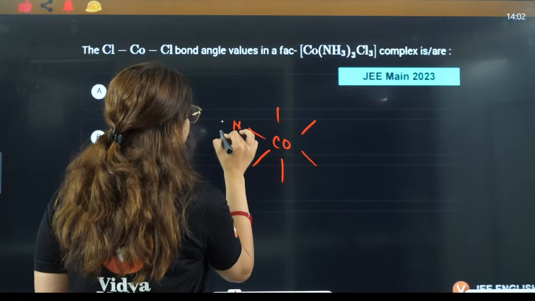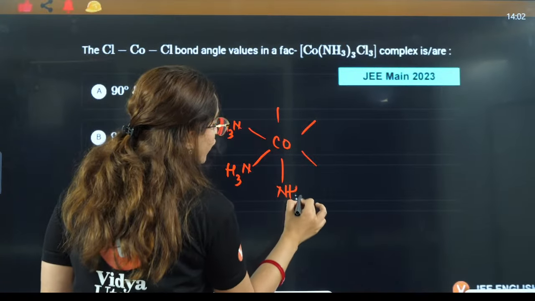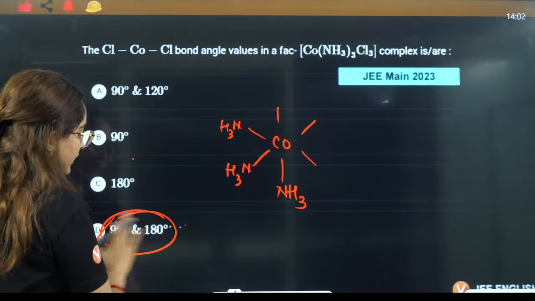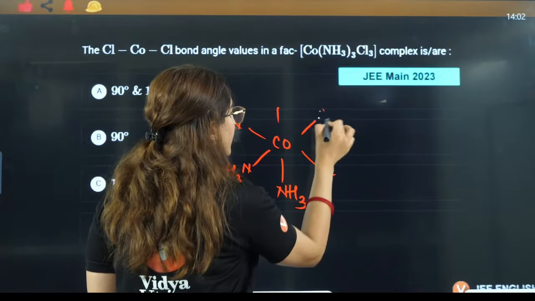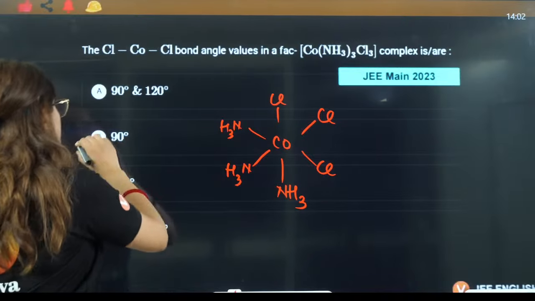Right, so this is NH3. Facial is when 3 are next to each other. Meridional, they will have 90 and 180. But in facial, they are all next to each other. So they will always have 90 angle. So answer will be C.